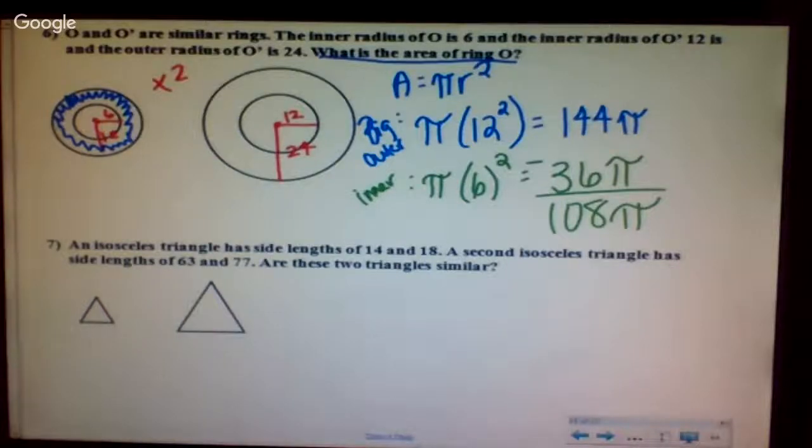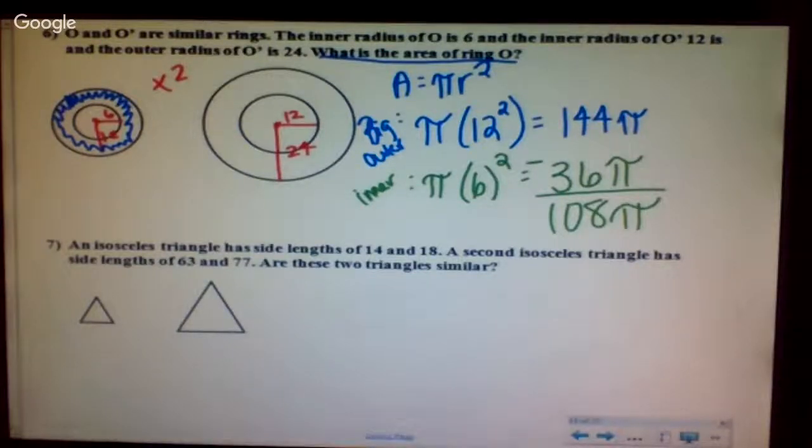The only time I want you to use a number for pi is if they tell you to use a number for pi. You can leave it in terms of pi. So the answer is 108 pi. Where did you get 108? You subtract 144 minus 36. Okay, I see it, because of 12 and 6.